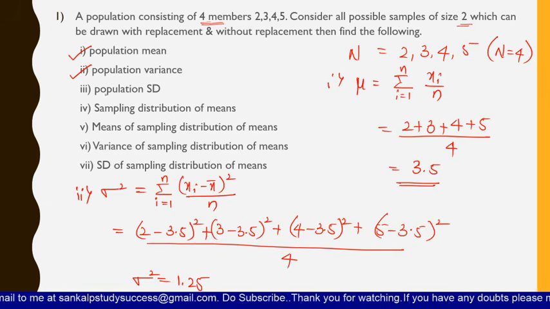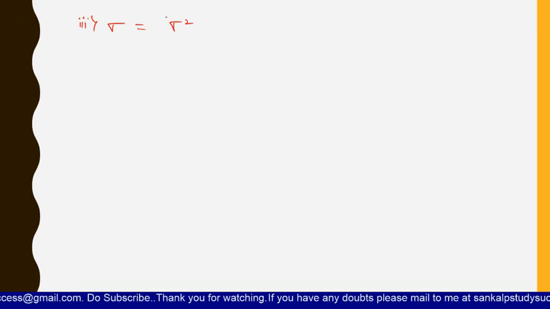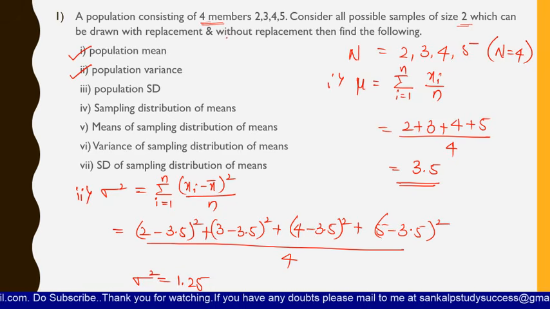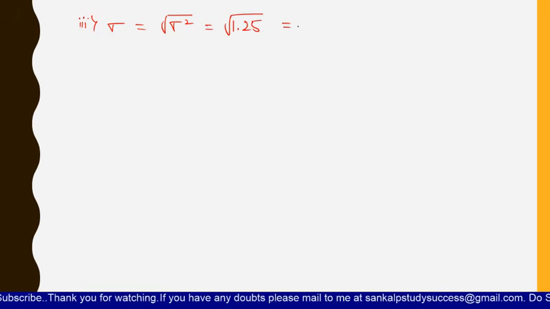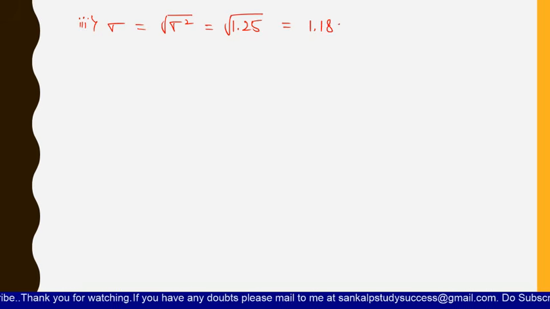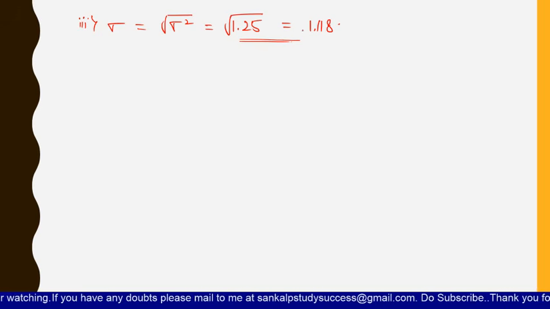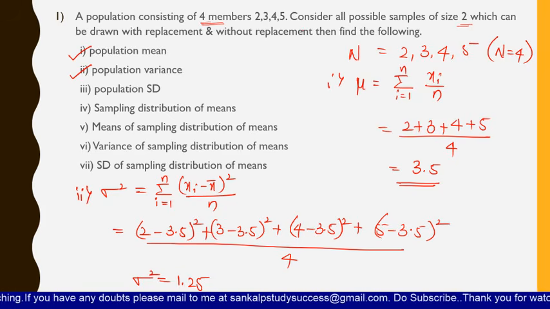Now we are going to find the population standard deviation. In order to find it, it is better to just take the square root of the variance, right? The third one is sigma, that is, the square root of sigma square is sigma. What is the value of sigma square? 1.25. So the square root of 1.25, what is the value? 1.118. So this is the value of the standard deviation. Now we have done all three here.